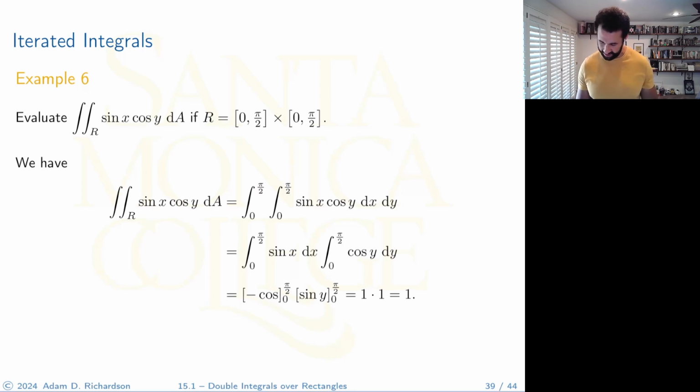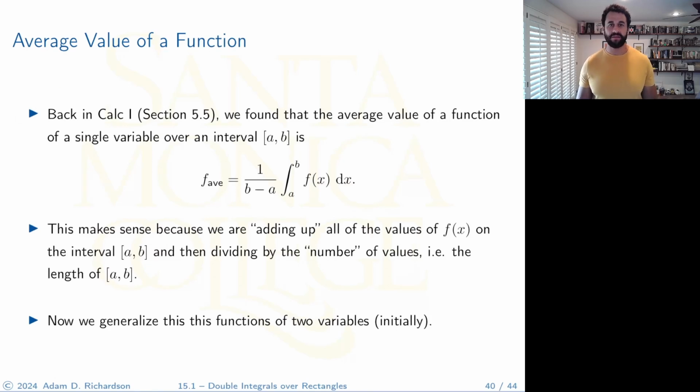Okay, all right, so we're nearing the end here. Last thing we've got to talk about is the average value of a function. So this is, again, a generalization of something that you saw back in Calc 1, at the end, or maybe near the beginning of Calc 2, in section 5.5 for this book. So we found the average value of a function of a single variable over an interval a comma b, and this is how it's defined. So if you want the average value of a function, this is the formula that you used.